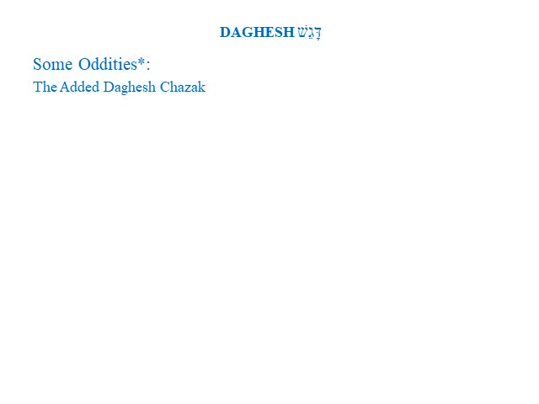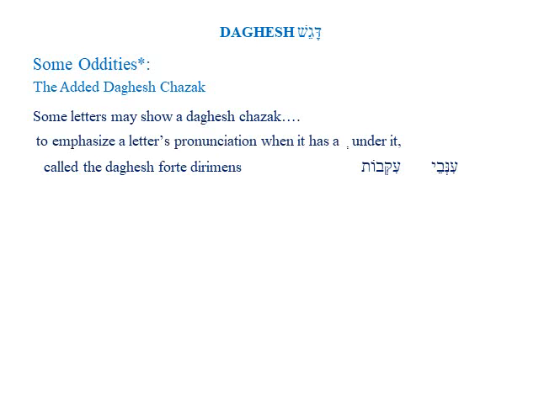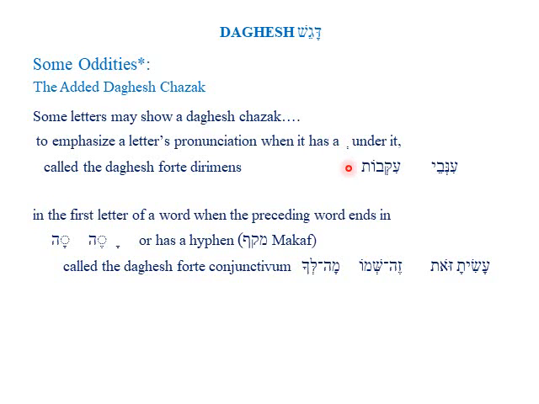Another oddity is where the Dagesh Chazak gets added. Some letters may show the Dagesh Chazak to emphasize the letter's pronunciation when it has a Shva underneath it. This is called the Dagesh Forte Dirimens in Latin, and what it will do is instead of making this into a stop sound, it will make it into a V sound. So it becomes inve, or in this word, ikevot.